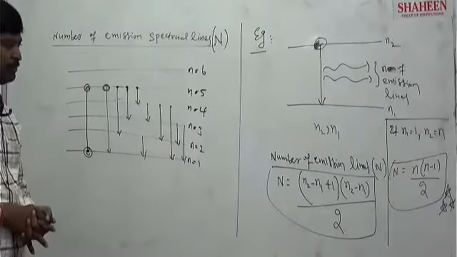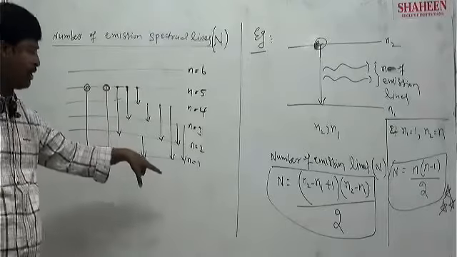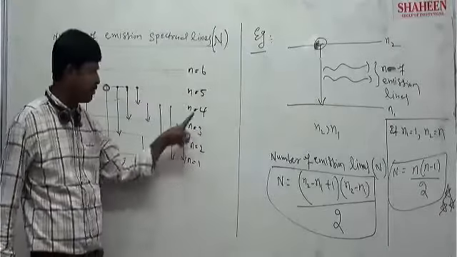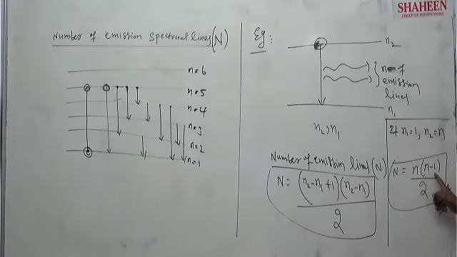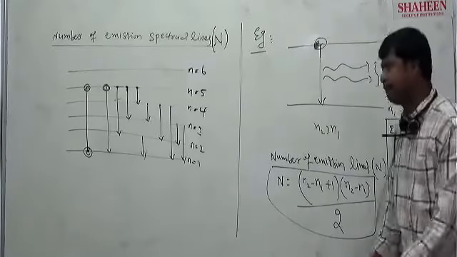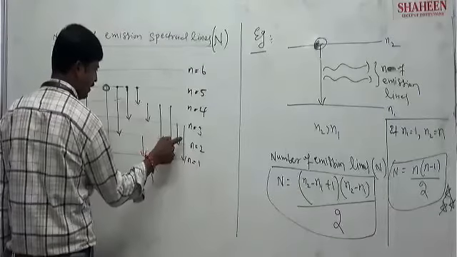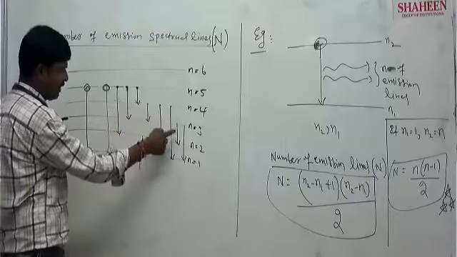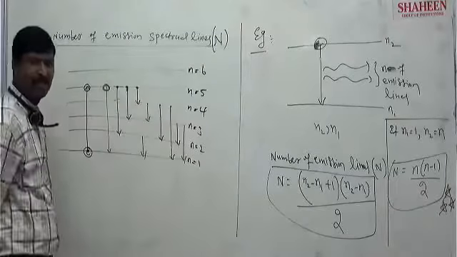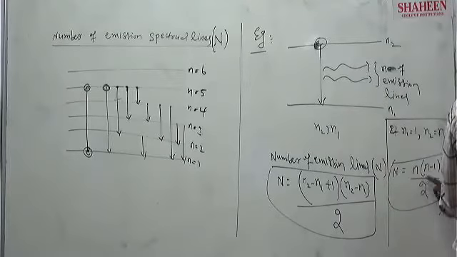According to our assumption, it is jumping from n equal to 5 to n equal to 1, so directly to the ground state. So you substitute n equal to 5 here: 5 into 5 minus 1, that is 5 into 4, 20 by 2, 10 will come. You can count here: 1, 2, 3, 4, 5, 6, 7, 8, 9, 10. So 10 spectral lines are possible.